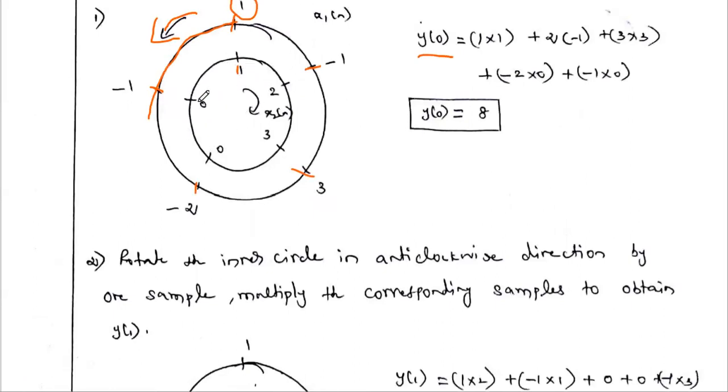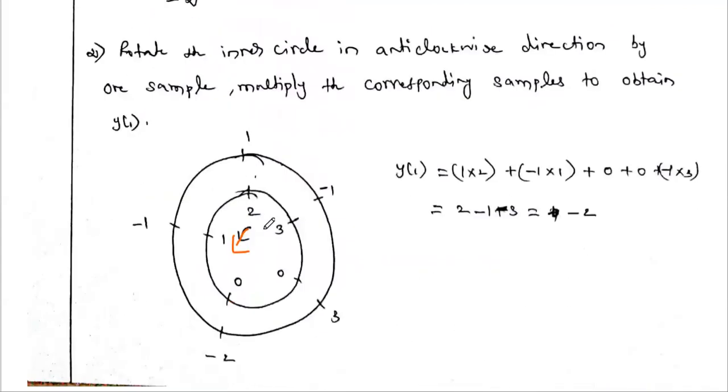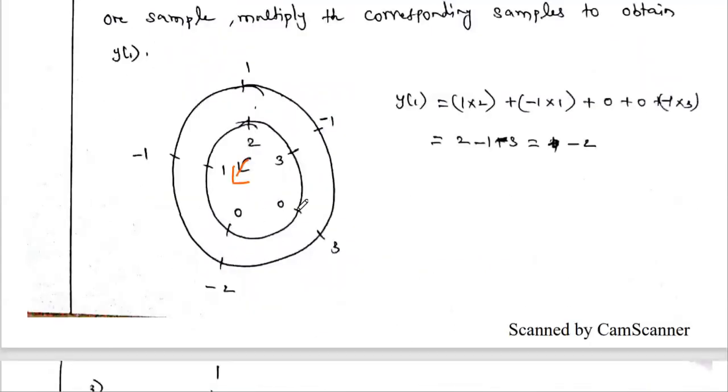So this 1 will come to here, this 0 will come to here, this 0 will come to here, 3 comes here, 2 comes into the 1's place. So that's why you see the values 2, 1, 0, 0, 3. Again, you just multiply these two values, these two values, these two values, and you just add them. So we will get the result. You have to write the second output as y of 1. So y of 1 is equal to minus 2.